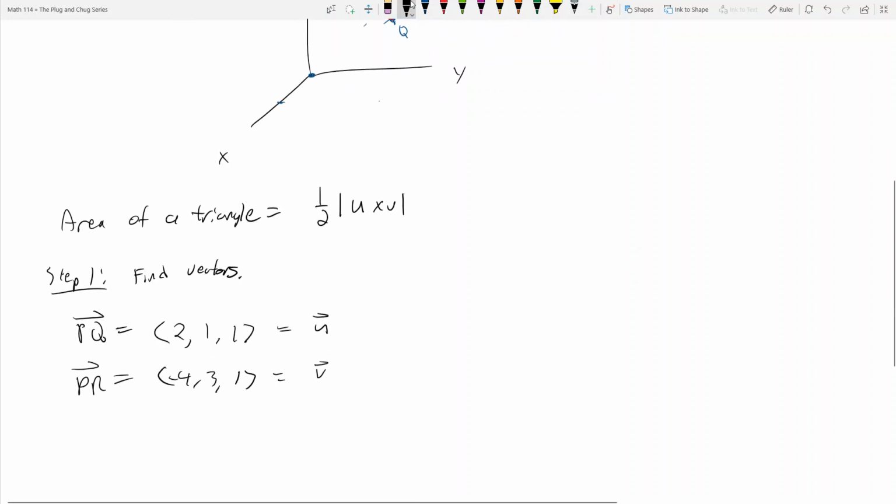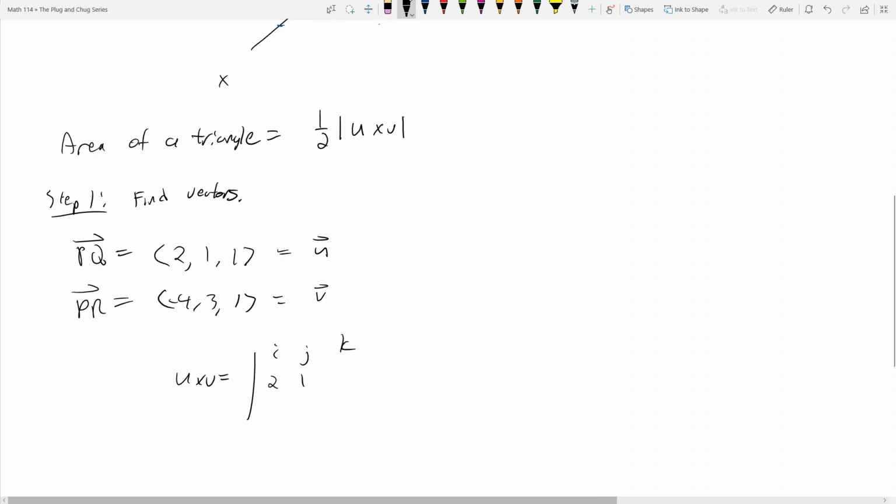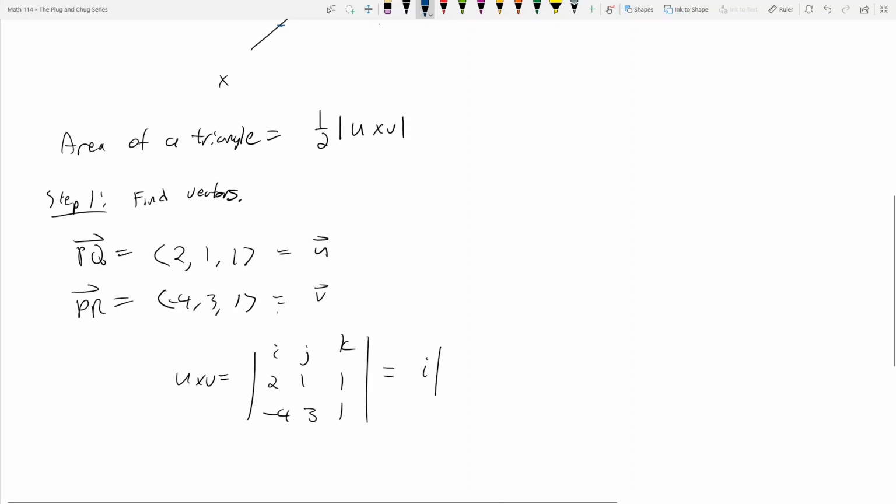And so what's the cross product of U and V? Well, U cross V is equal to the determinant with rows i, j, k; 2, 1, 1; negative 4, 3, 1. Which is equal to i times, so what you do is cross out the row and column that contains i, and then you take this block down here.